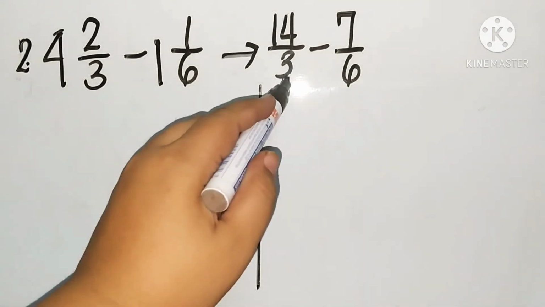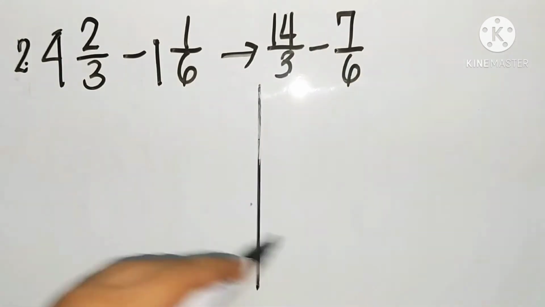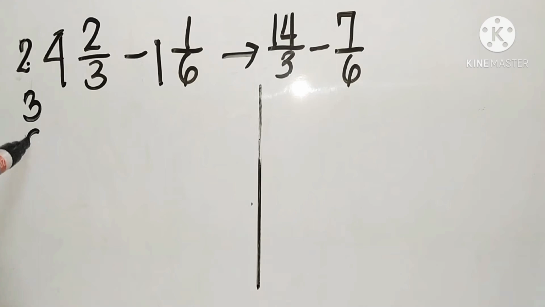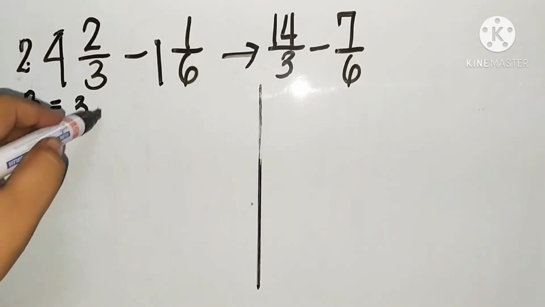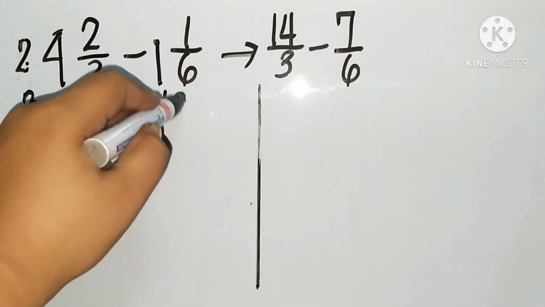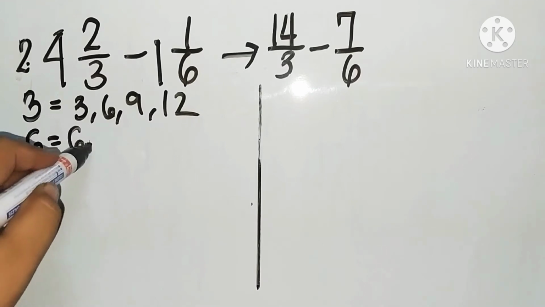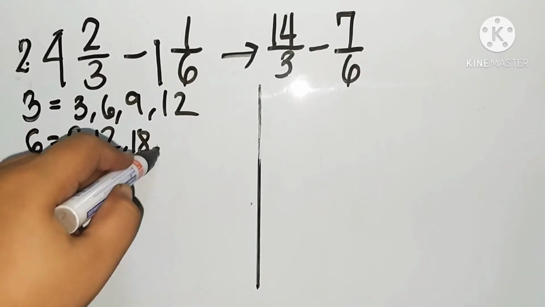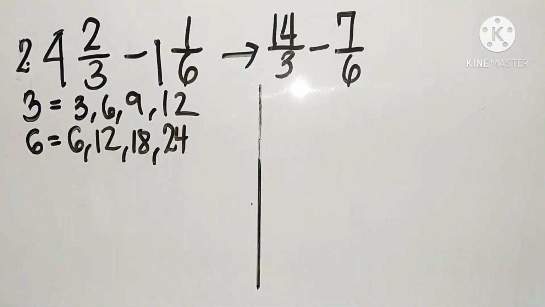Una, hanapin natin yung LCD ng 3 and 6. So, we have 3 and 6. So, you'll have 3, 6, 9, 12. And then, for 6, we have 6, 12, 18, 24. Kung mapapansin nyo, meron silang dalawang common na denominator, which is 6 and 12. Pero, ang usapan kasi, least common denominator. So, yung pinakamababa is 6. So, yan na yung ating magiging bagong denominator.